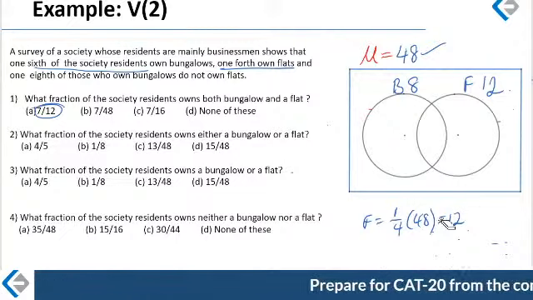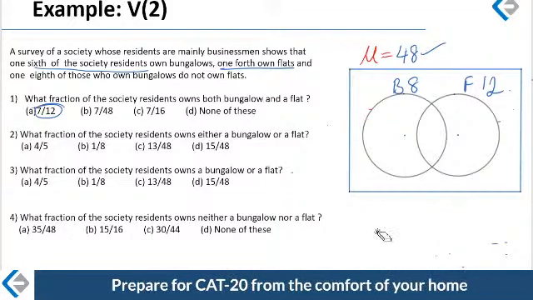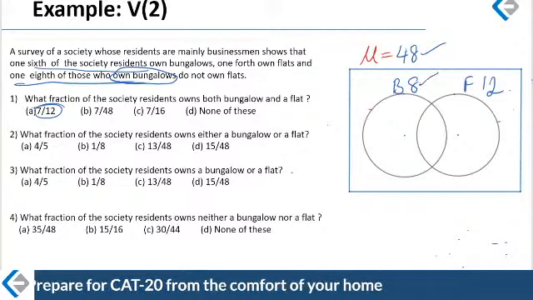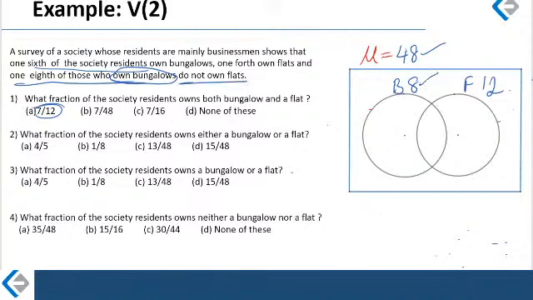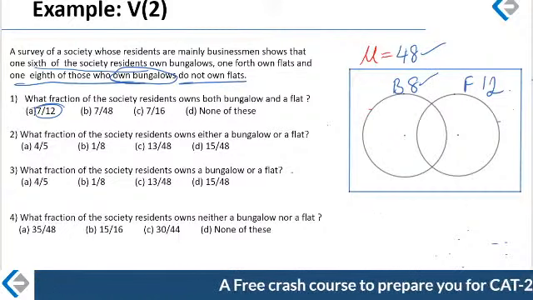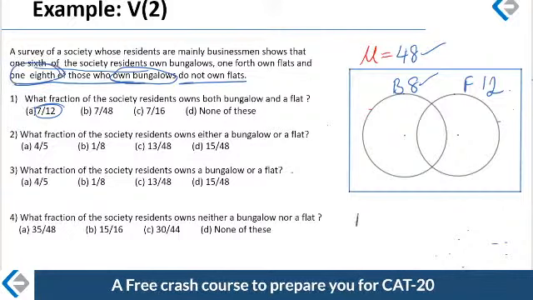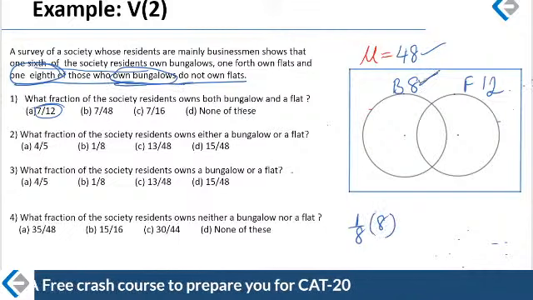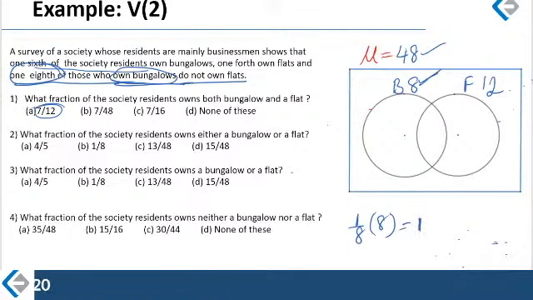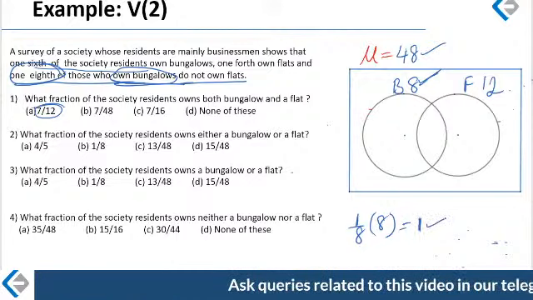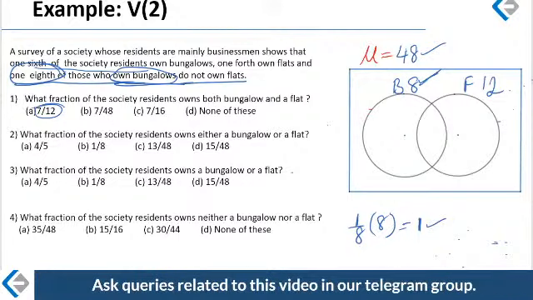And what is the third piece of information? It's given that 1/8 of those who own bungalows do not own flats. How many own bungalows? 8 of them. First, let's find out 1/8 of the number. 1/8 of the people who own a bungalow. How many of them own a bungalow? 8. What is 1/8 of 8? 1.